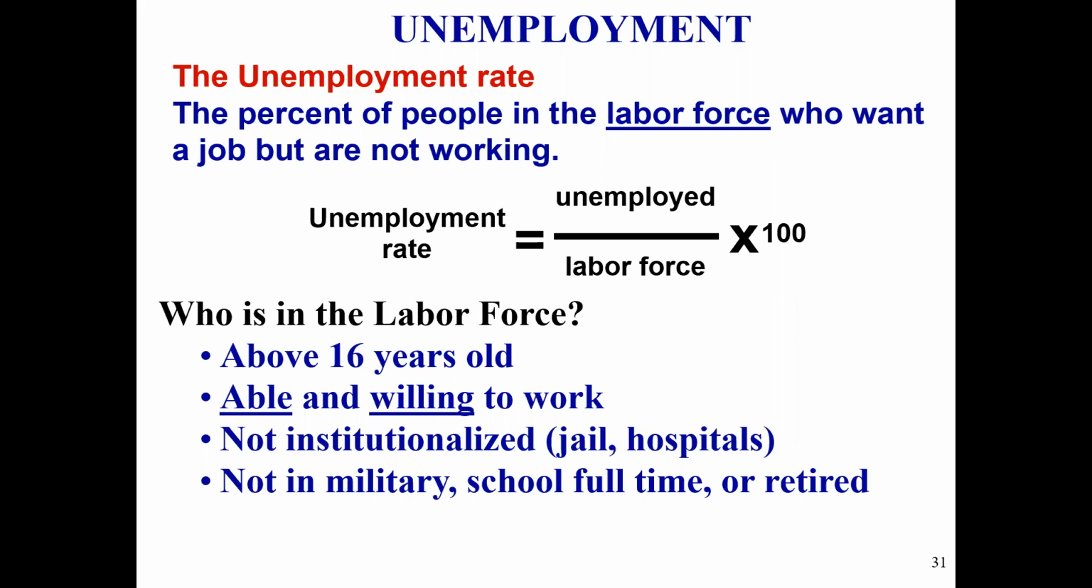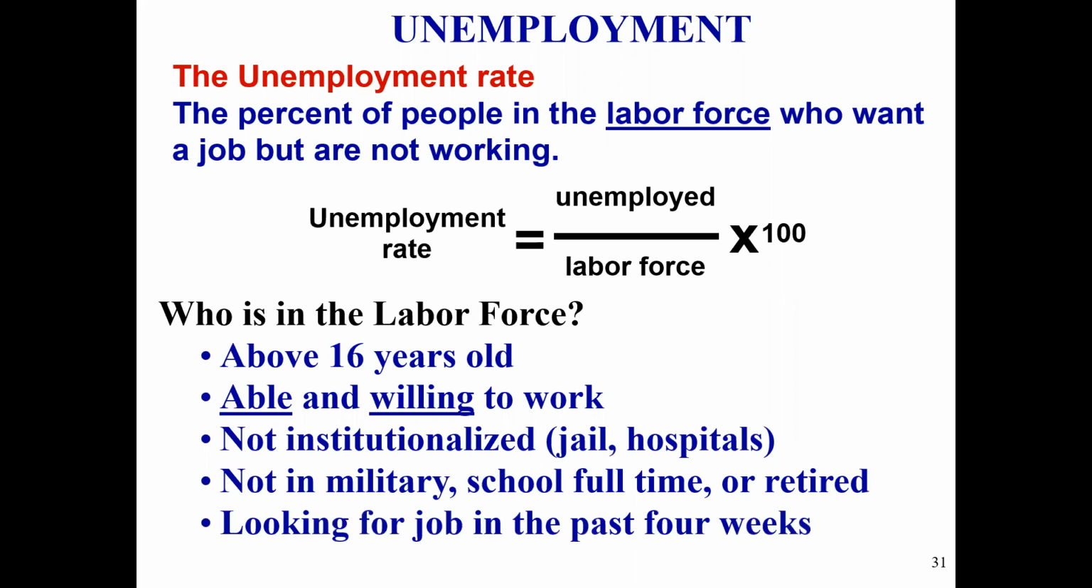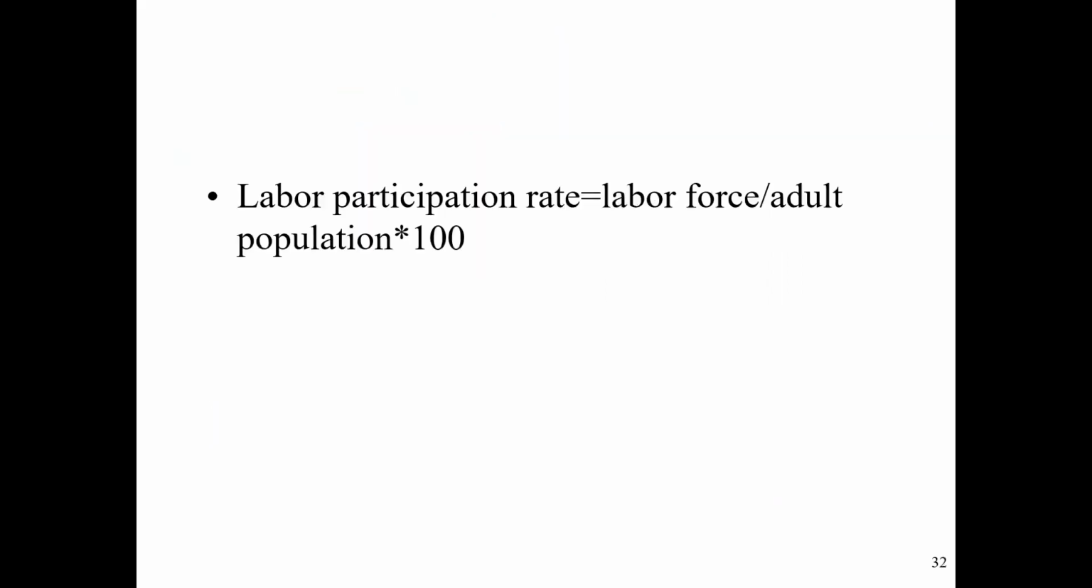And those discouraged workers make unemployment seem lower and labor participation seem lower. There is your labor participation rate: labor force over adult population times 100. Remember, the labor force is unemployed plus employed.